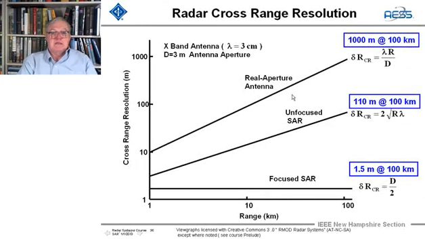Okay, now when we take these data and we plot the cross-range resolution for a 3 centimeter X-band, 3 meter dish antenna, if we have a real aperture and we're at 1 kilometer, we'll have a resolution of 10 meters.